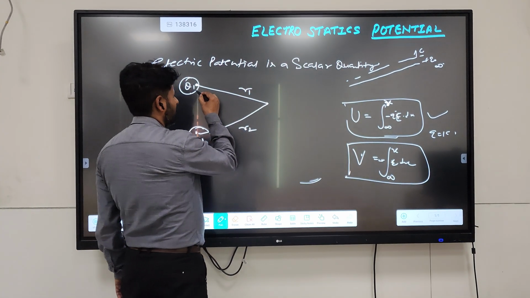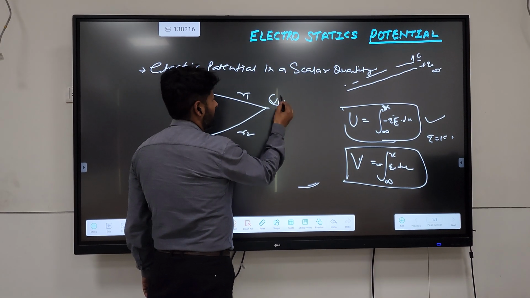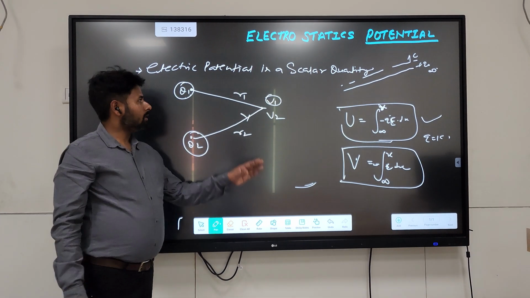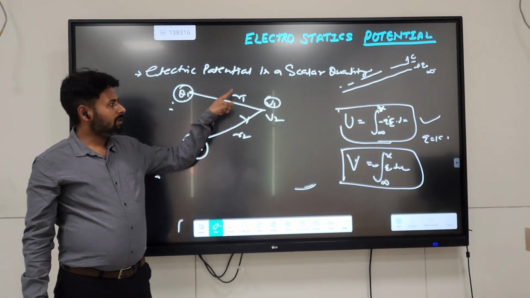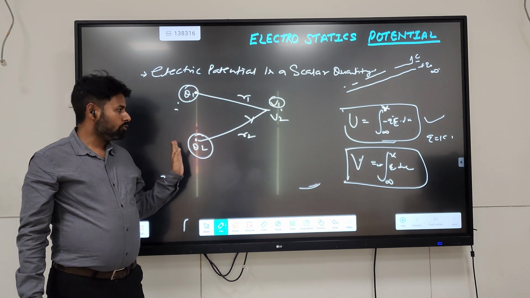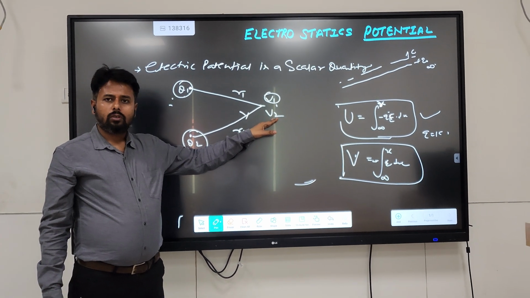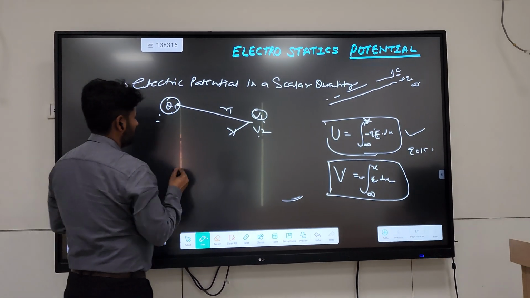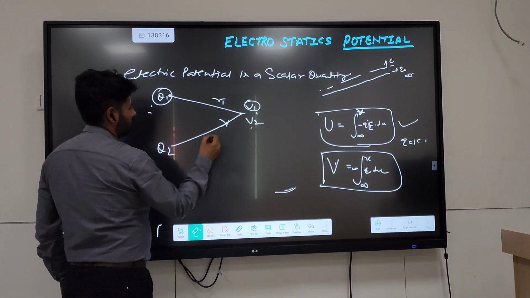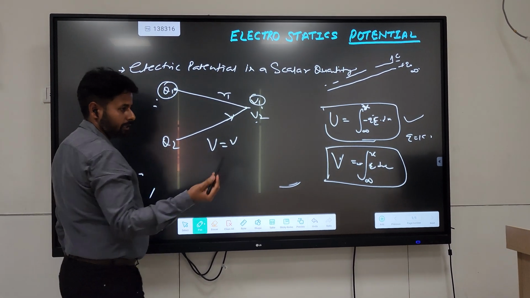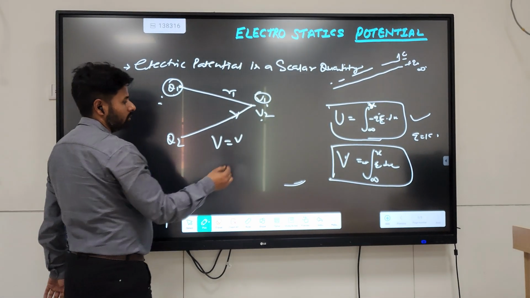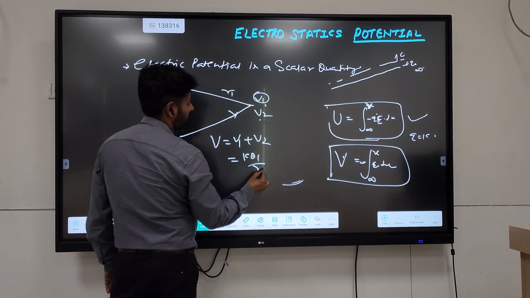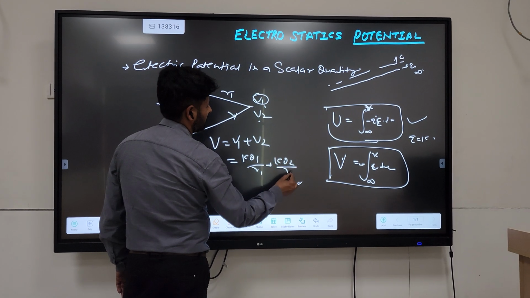Suppose because of Q1 the potential is V1, and because of Q2 the potential is V2. So what will be the net potential? The net potential will be a scalar sum, because potential is a scalar quantity. So it is V1 plus V2, that means kQ1 by R1 plus kQ2 by R2.